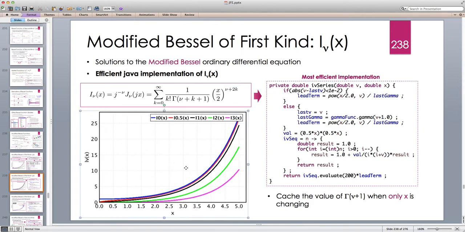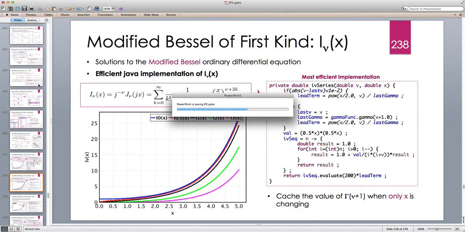All right. And here's an example. I0, again, the blue curve starts from 1. I.5 starts from 0. I1, I2, I3. All right. And the key here is that in order to speed up the evaluations for a particular range of x and a fixed value for nu, we can cache the value of gamma nu plus 1 in the lead term when only x is changing. All right. This is the trick to make the evaluation very fast.